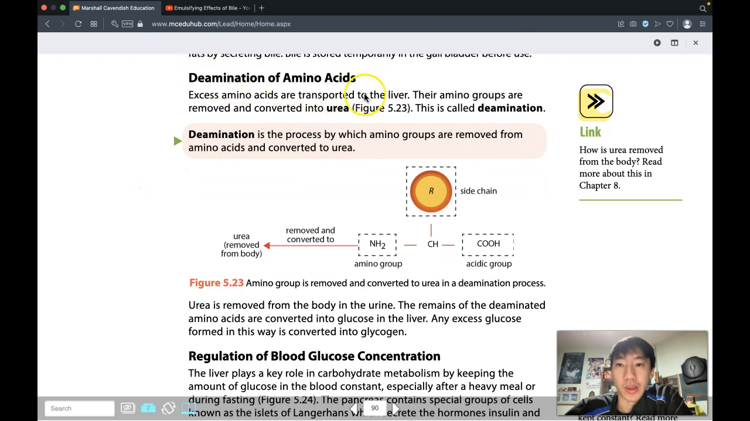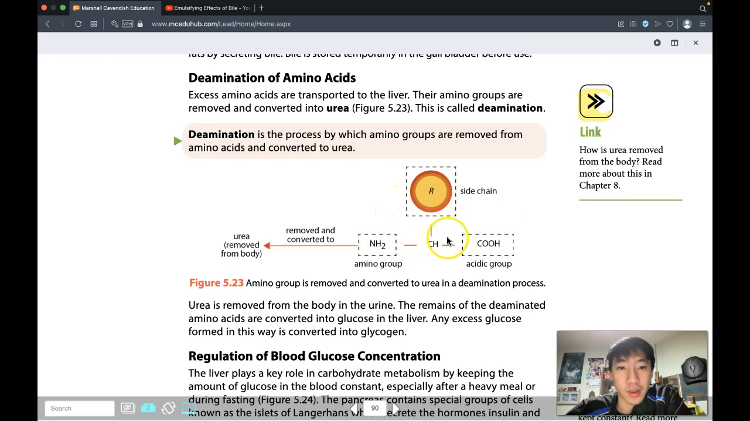Deamination of amino acids. Excess amino acids are transported to the liver. Their amino groups are removed and converted into urea. This is called deamination. What is deamination? Deamination is the process by which amino groups are removed from the amino acids and converted to urea.